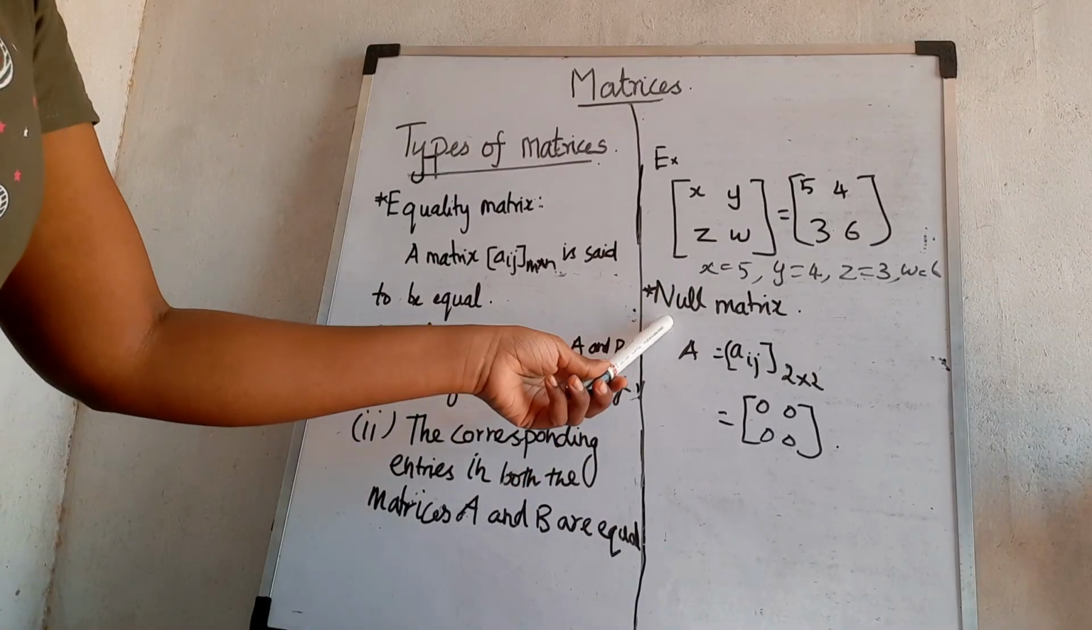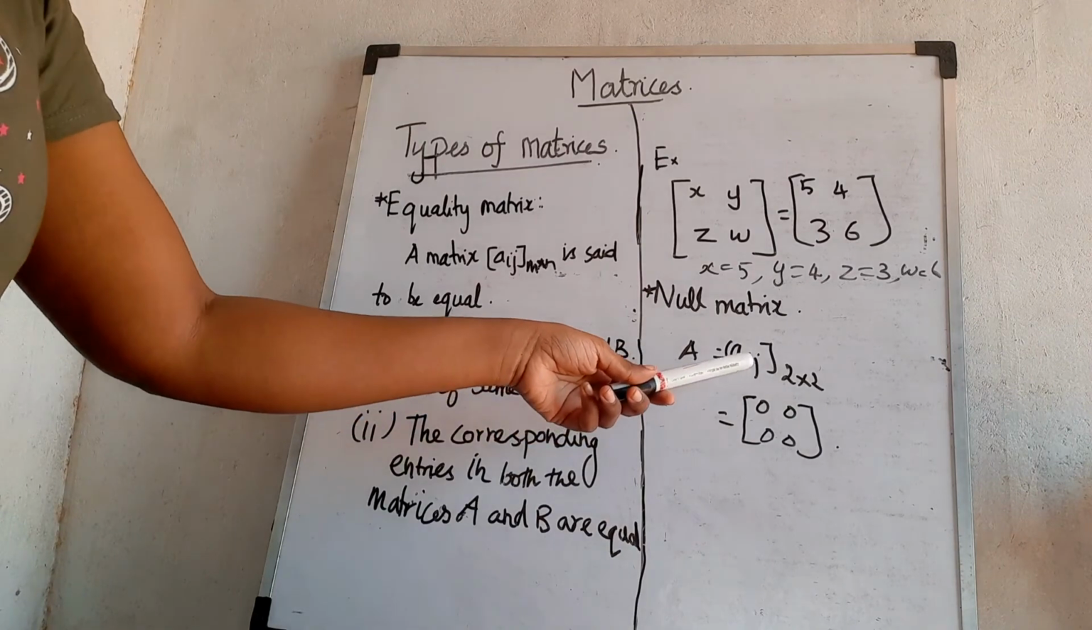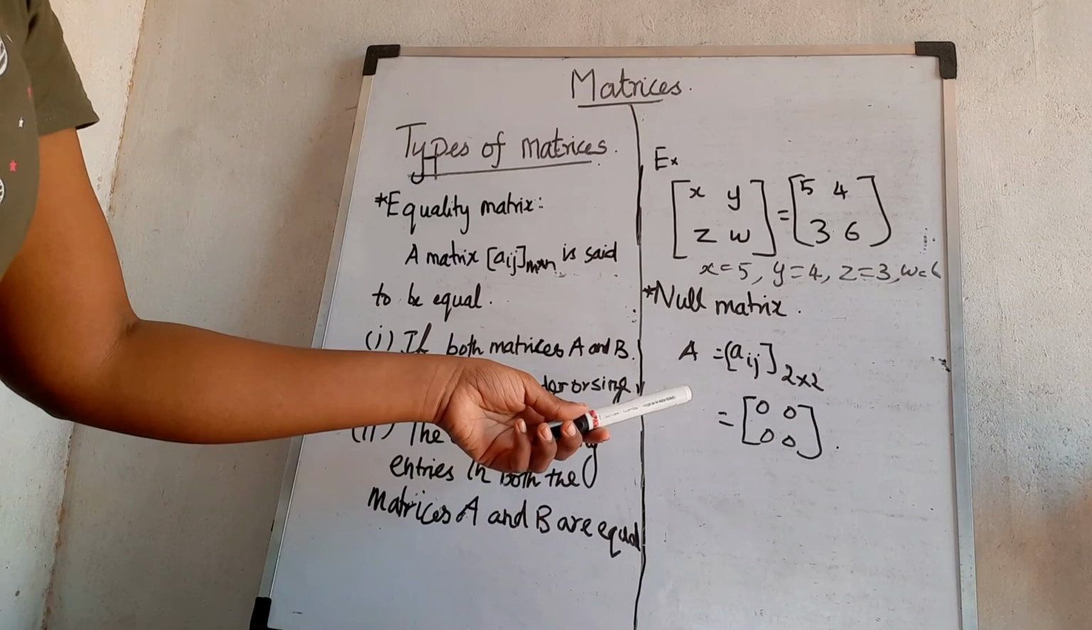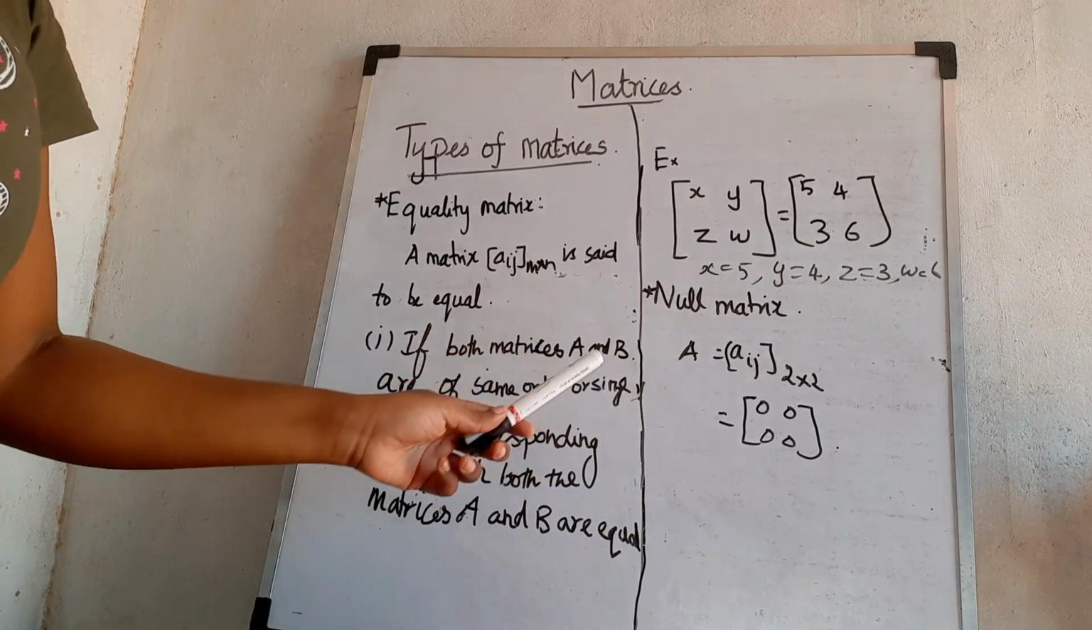So next one is a null matrix. Here A is equal to Aij, 2 cross 2 I am taking. Null matrix means there should be no numbers, everything should be 0. That is the null matrix.